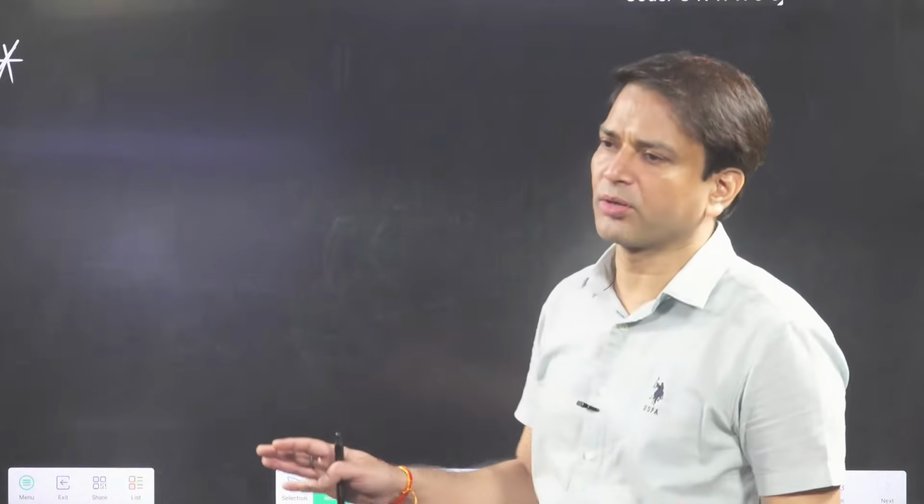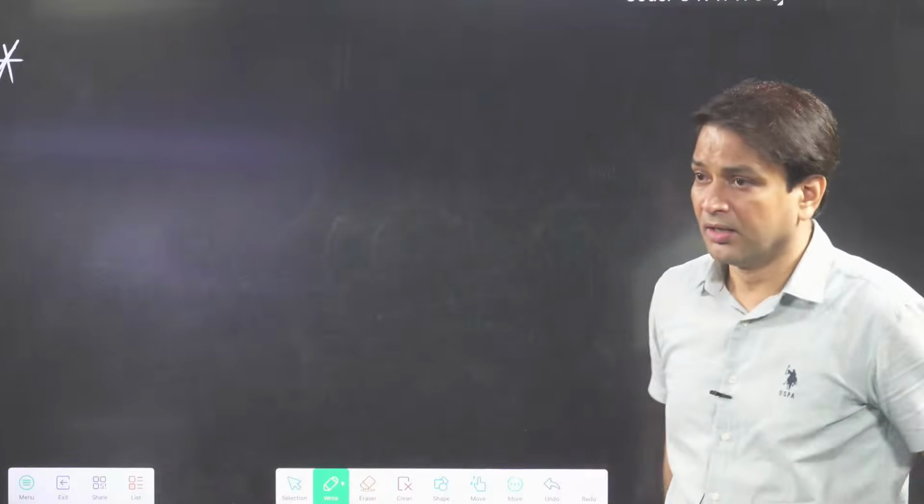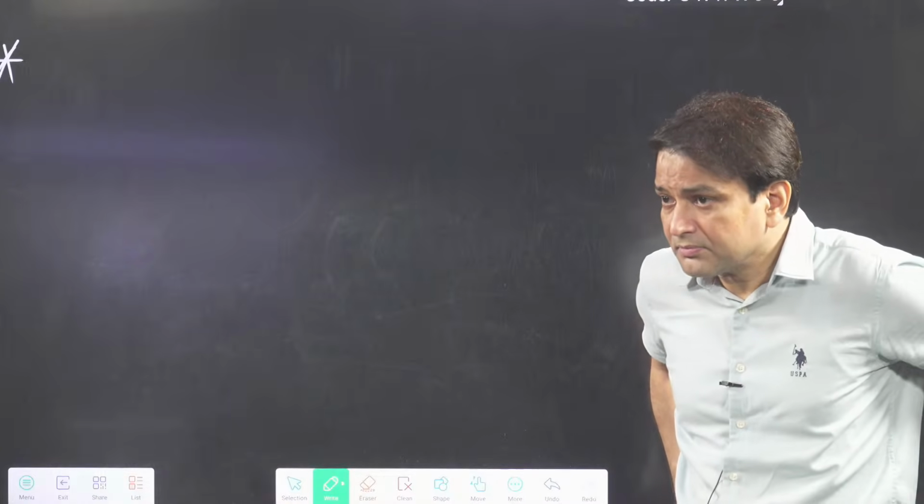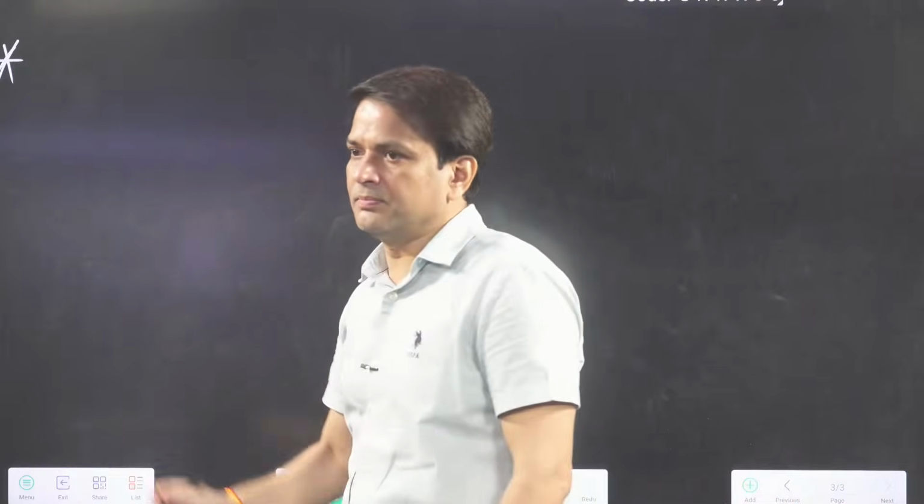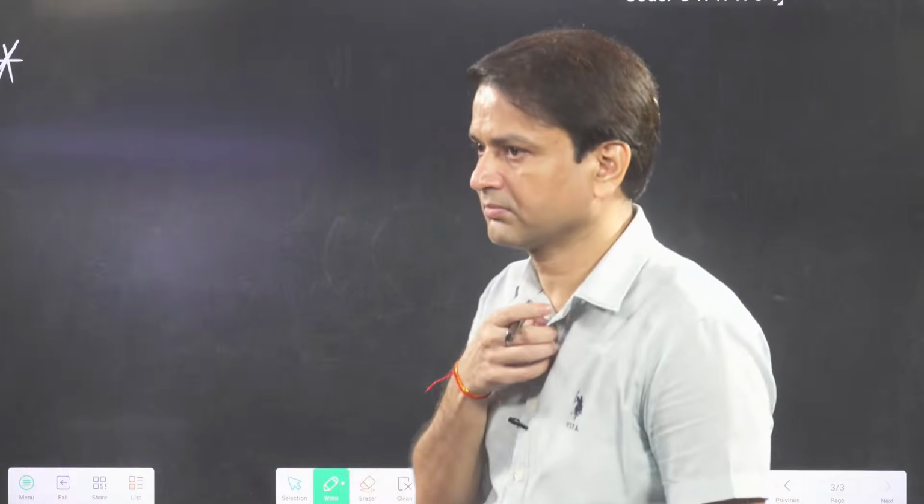Okay. (a plus b) whole square. Everybody knows that it is a square plus b square plus 2ab. A square plus b square plus 2ab.